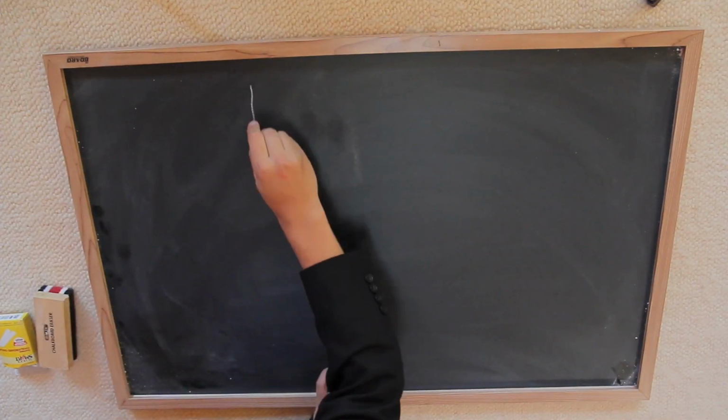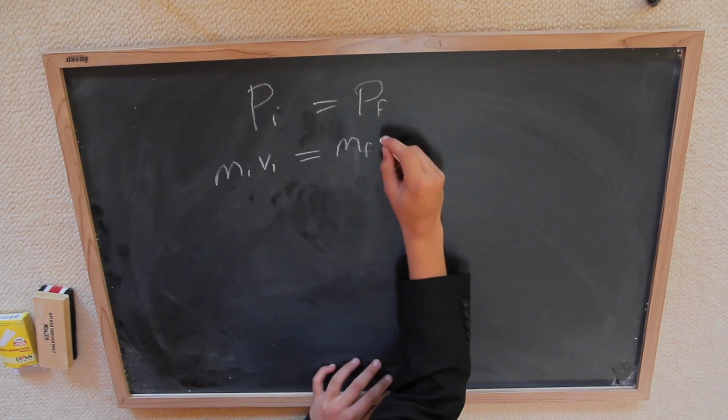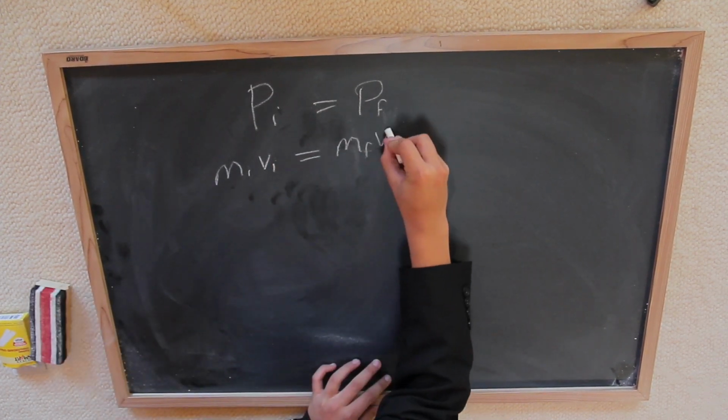Correct. This problem has to do with momentum. Care to explain, Professor Proton? Well, of course. Let's go to linear momentum. P initial equals P final. Mass initial, velocity initial equals mass final, velocity final.